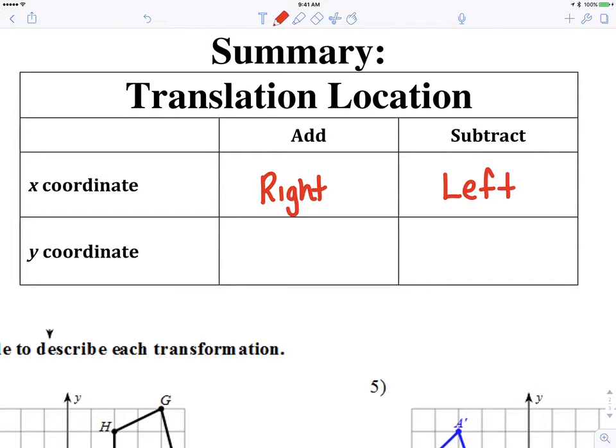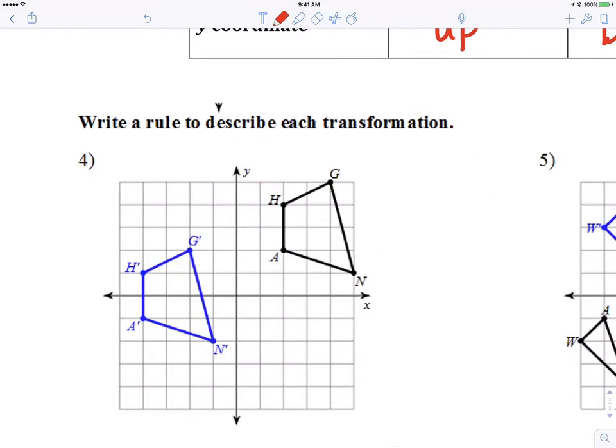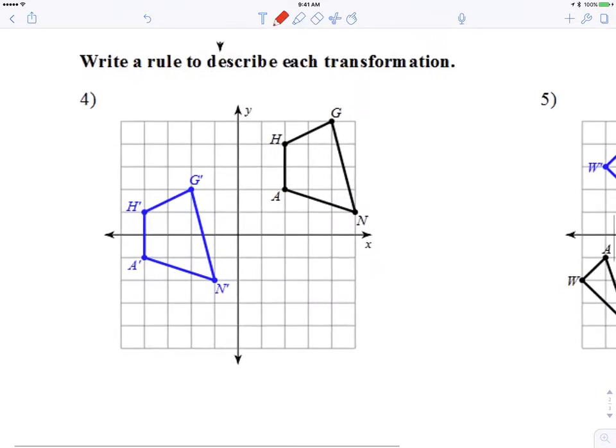Now, what does it mean when I add and subtract to the y coordinate? If I add to the y coordinate, I'm moving the point up. And if I subtract from the y coordinate, it means I'm moving the object down. So keeping that in mind, let's try to write a rule that describes each transformation. And each of these rules I want in function notation. I do not want them in words.